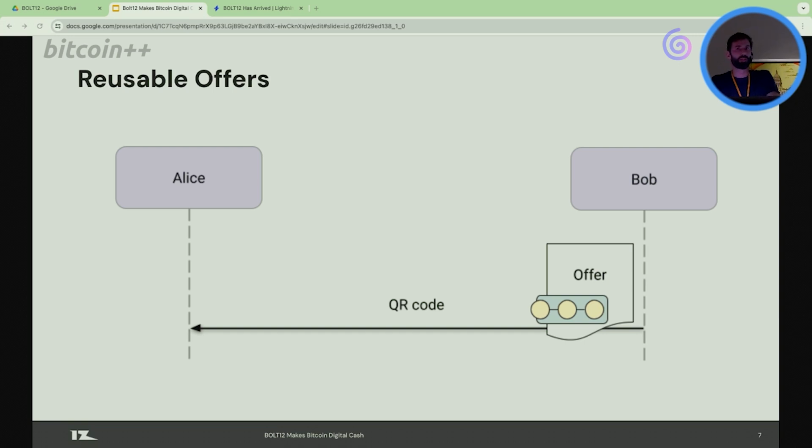Another reason why you may want to do this is related to an extension to BOLT12, which will happen hopefully in the future: subscriptions or recurring payments. If you have a subscription to Netflix, they might denominate in a certain amount in fiat, but you'll pay them every month in MSATs or Bitcoin.